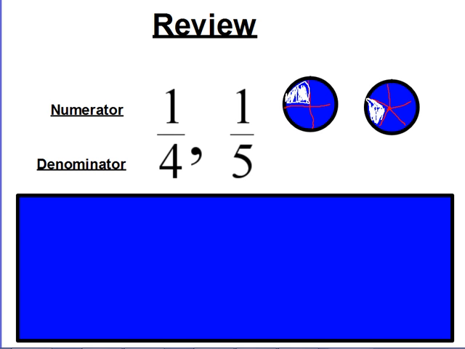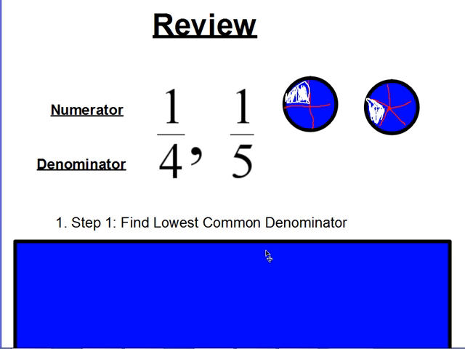Alright, now imagine that we have two different pies like this. If I want to find out how many same size slices I have, 1/4 of a pie like right here, and I have 1/5 of a pie right here. Remember, we can't add them up just like this. We need to, 1, find the lowest common denominator between these two numbers.